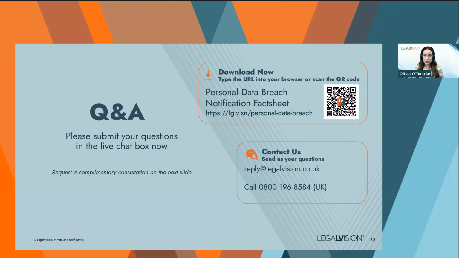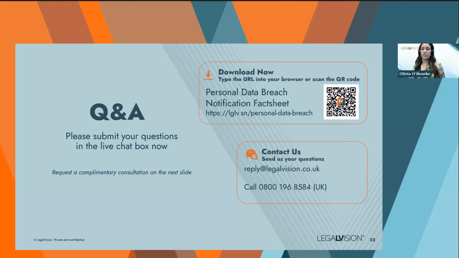The potential financial penalties for data breaches. Well, certainly the potential financial penalty for failing to report a data breach is the maximum fine is the greater of 17.5 million or 4% of the organization's annual global turnover, whichever is higher. So obviously that is a huge amount of money that potentially is at risk there.